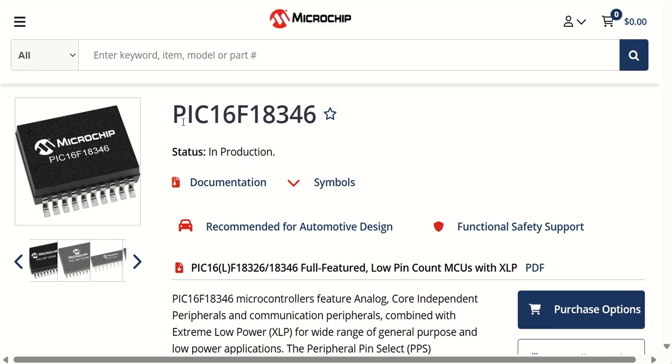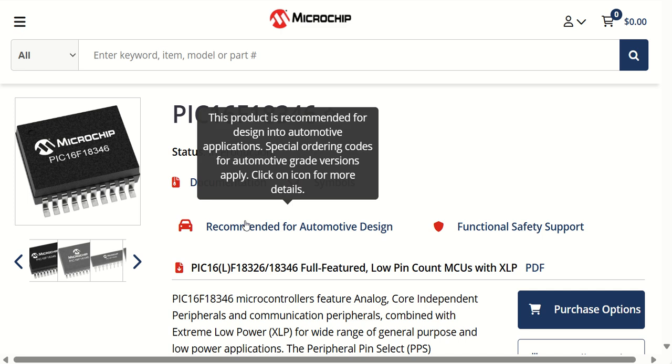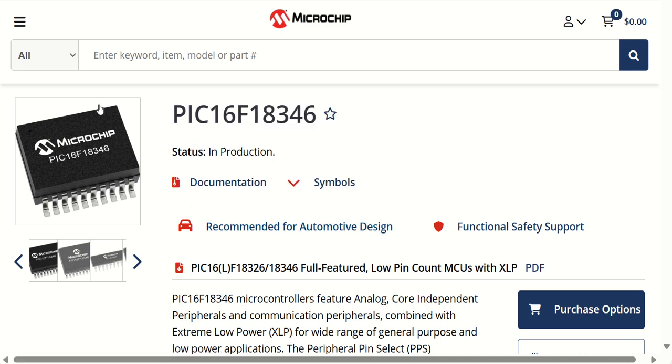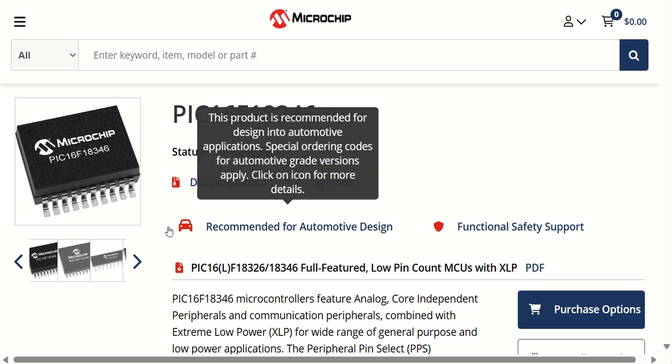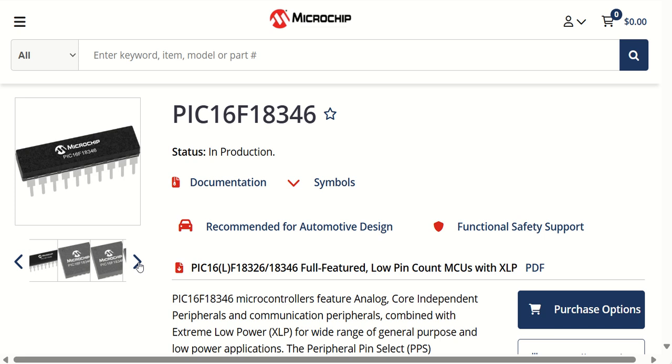We are going to talk about PIC16F18346. Similar to that, we have 18446. So there are two series: one is 18346 and one is 18446. What we will do is try to understand how quickly we can design the circuit. There are two devices we are going to take: one is PIC16F18346 and another one is PIC16F18446. As you can see, we have a PDIP package.